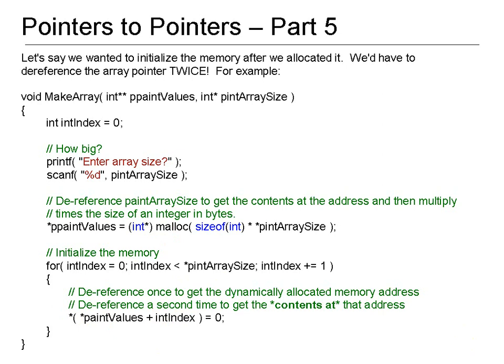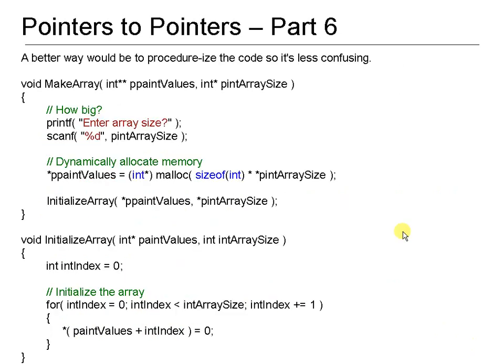Oh, isn't that fun? Now, a better way to handle that would be to procedurize the code so it's a little less confusing. So we've still got our make array, and then I call initialize array. Now, here's where it's a little interesting. We dereference once to basically get the address that's stored inside those. And then initialize array takes a pointer to an int, which we're familiar with, and an actual integer itself.